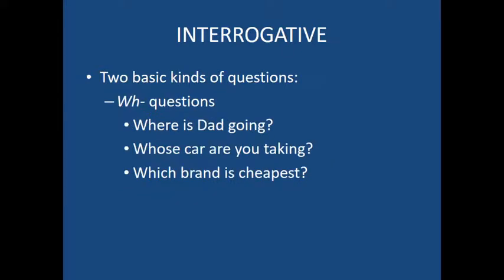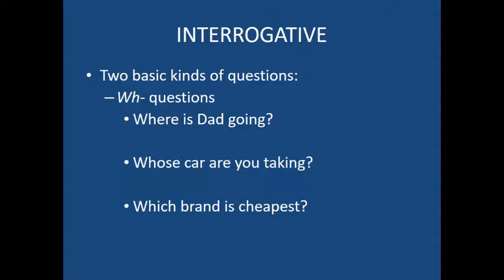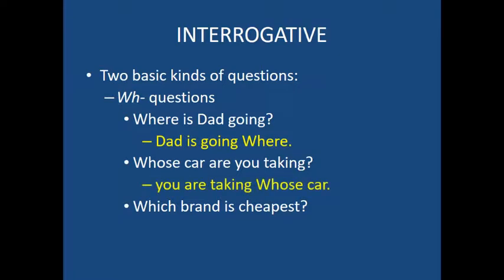The other type of sentence that we have is a WH question. Or WH questions like, where is dad going? Or whose car are you taking? Or which brand is cheapest? Well, once again, it's in a weird order. When I switch it or transform it back, I could say, dad is going where? Or you are taking whose car? Or which brand is cheapest? Just kind of deflating because that's the same sentence, but sometimes you just can't transform it. The way it is originally is the way it actually still is. So these are what we call the interrogatives.